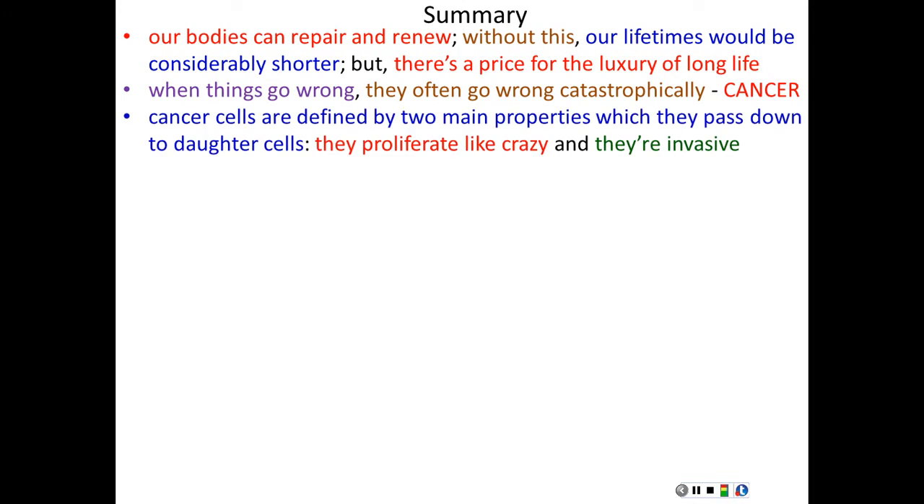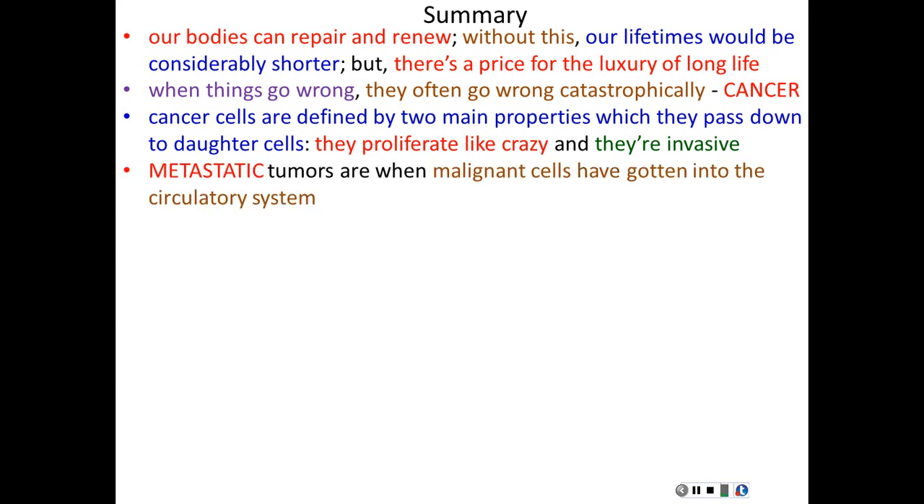Cancer cells are defined by two main properties, which they pass down to their daughter cells. They proliferate like mad, and they are invasive. This is cancer. Metastatic tumors are particularly dangerous, and this is when malignant invasive cells have invaded the circulatory system, and they can spread to different parts of the body.